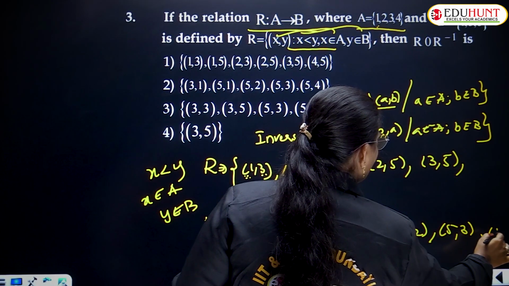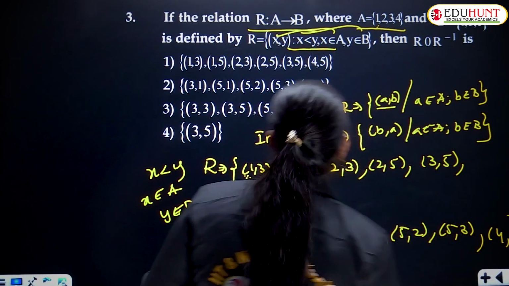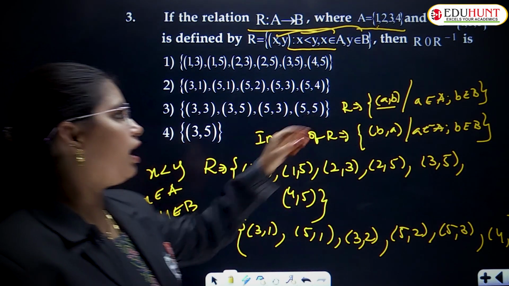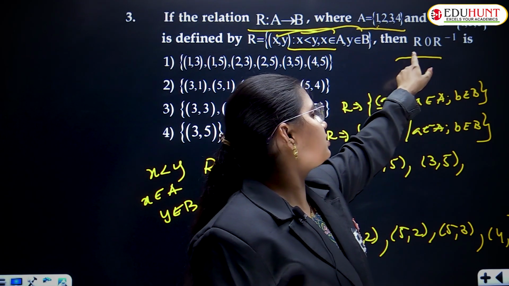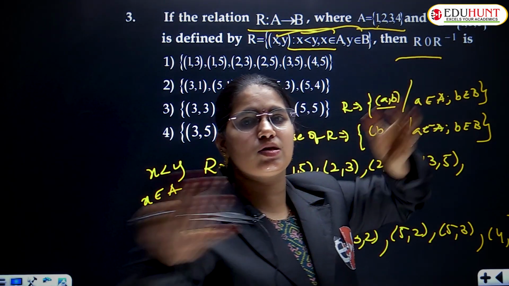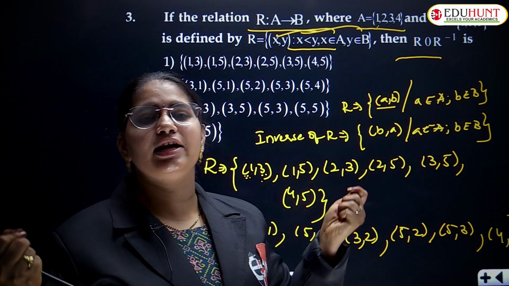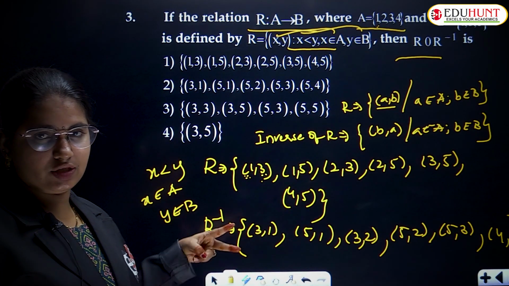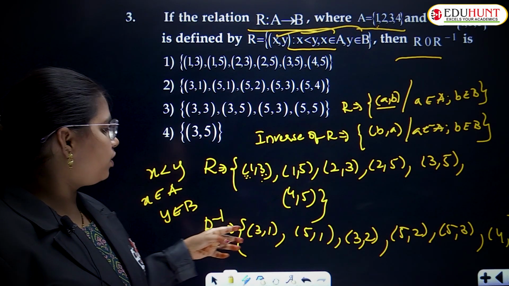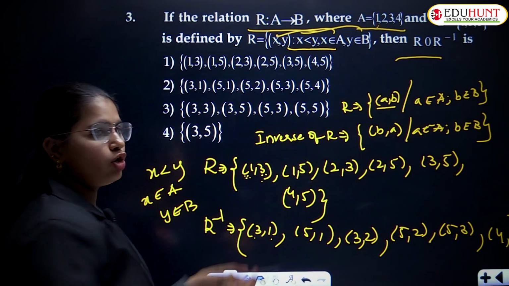Next 5 comma 3. Next 5 comma 4. So now you have to do the composition R circle R inverse. This is what you have to find out. R circle R inverse is a composition, meaning a combination; you have to write down the elements by creating a relation of these two relations, R and R inverse. Okay, so how to do it? 3 1 and 1 3. Can I write 3 comma 3?